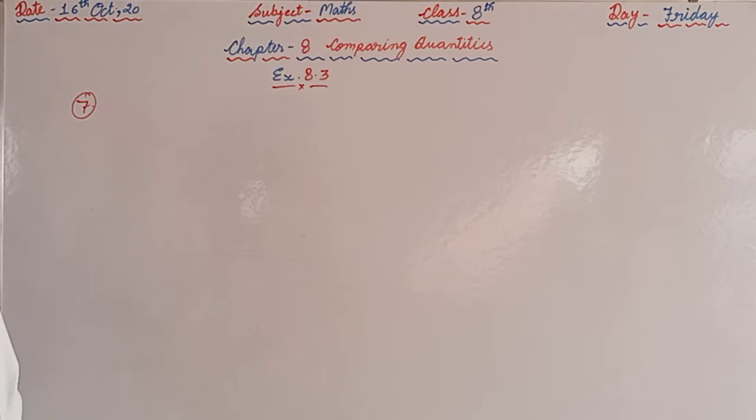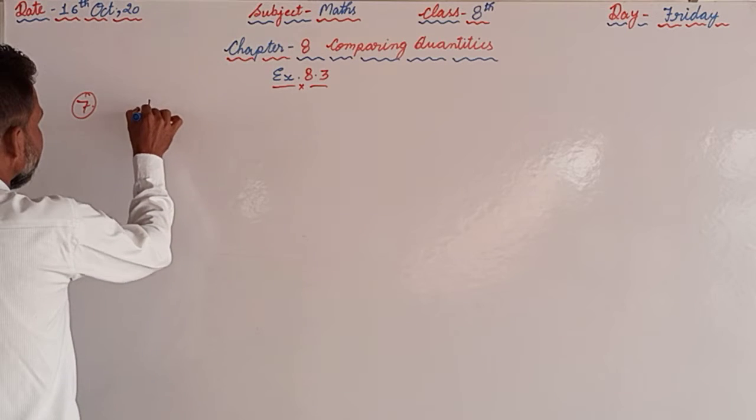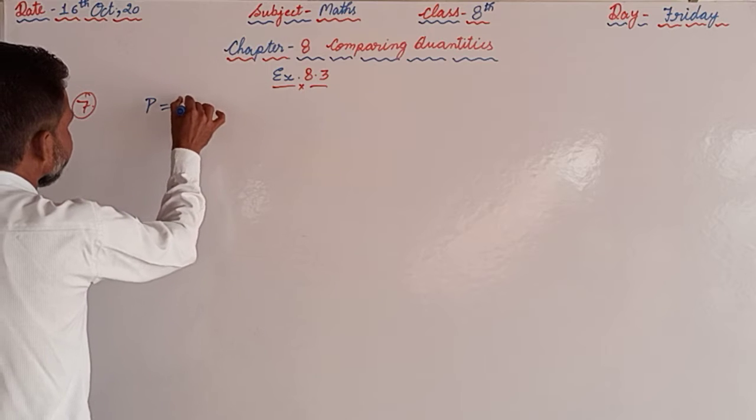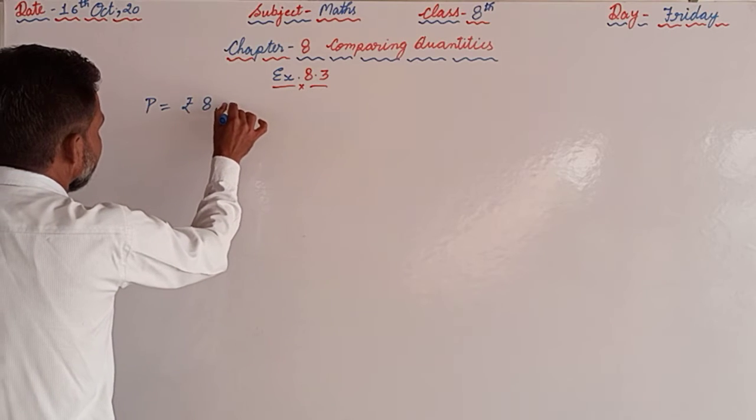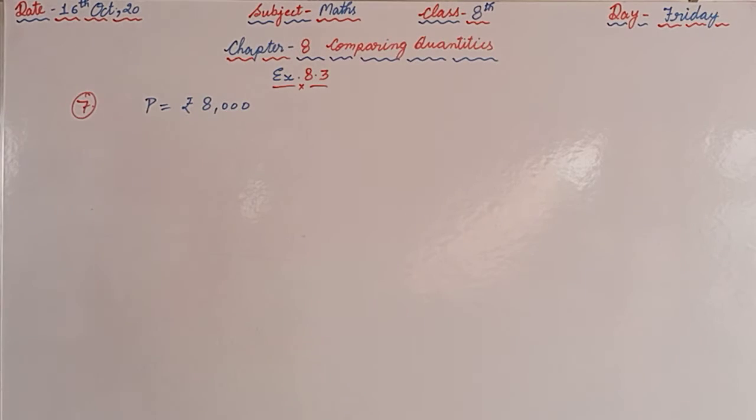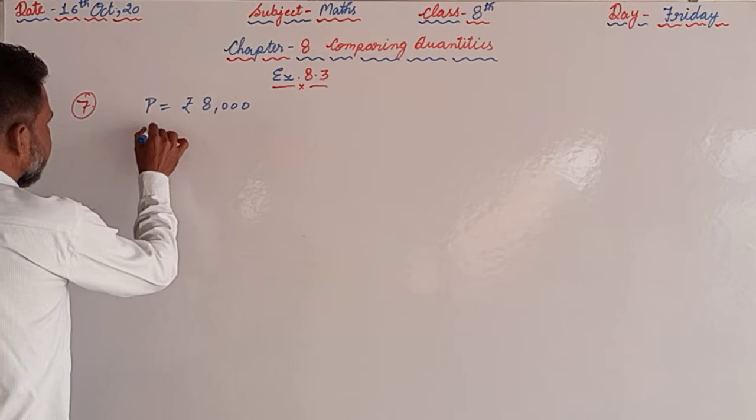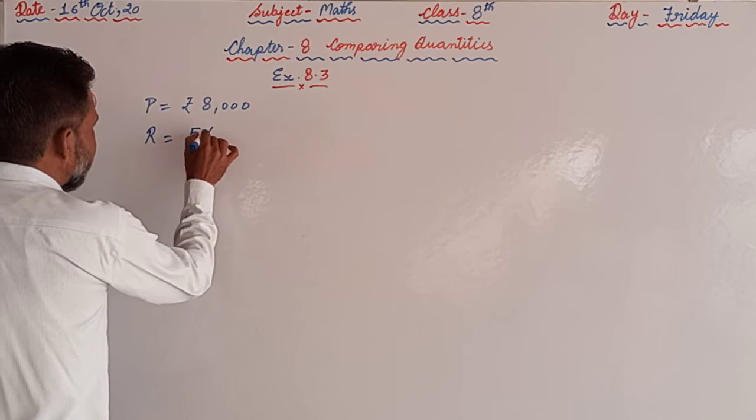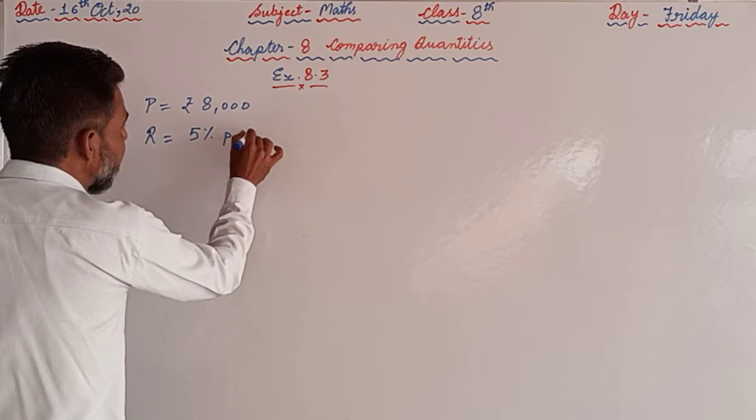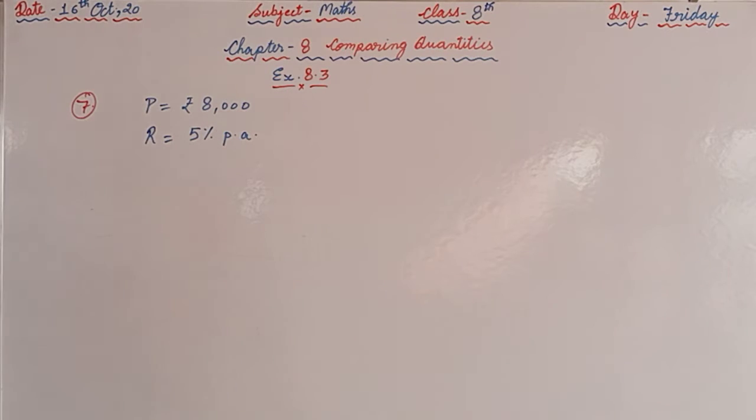So what is the principal there? That is rupees 8,000 is the principal there. Then she would be paid interest at the rate of 5% per annum. So rate is 5% PA. PA means per annum, and afterwards that is supposed to be compounded annually.